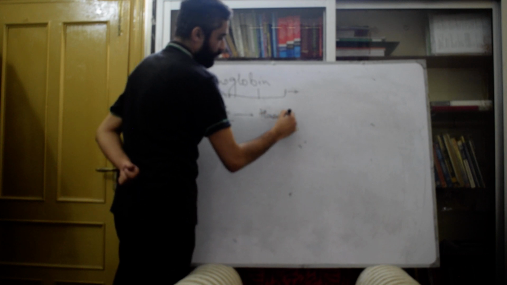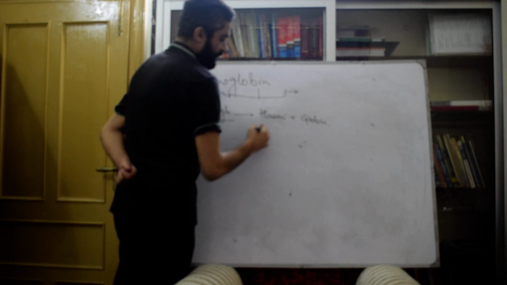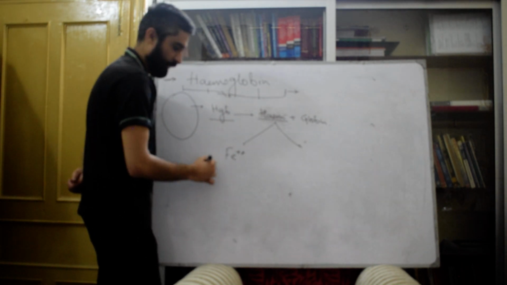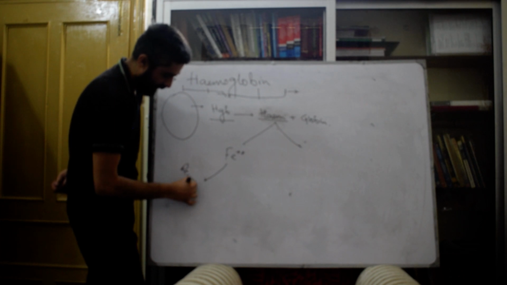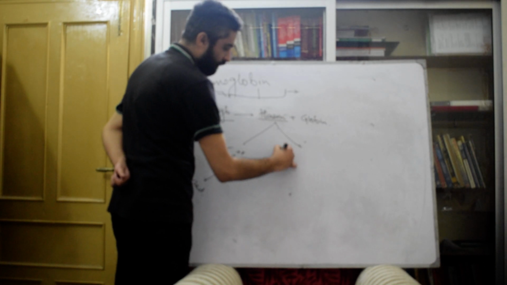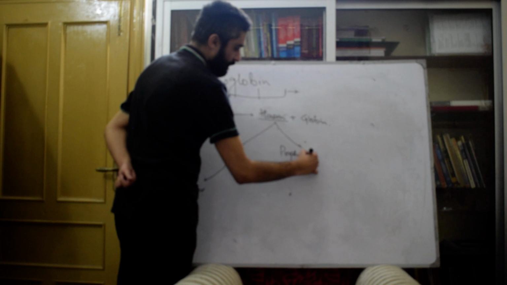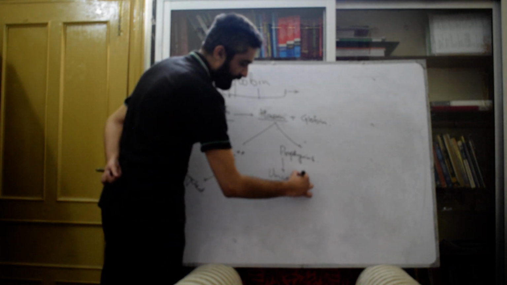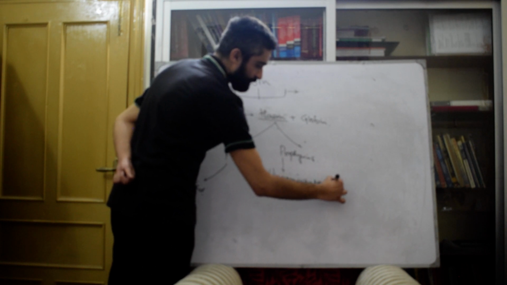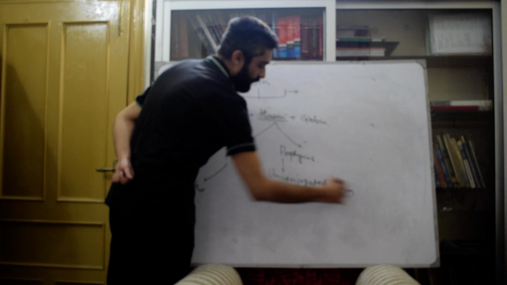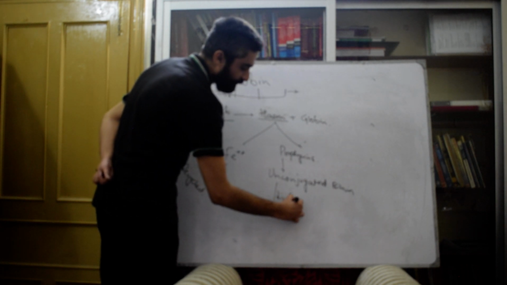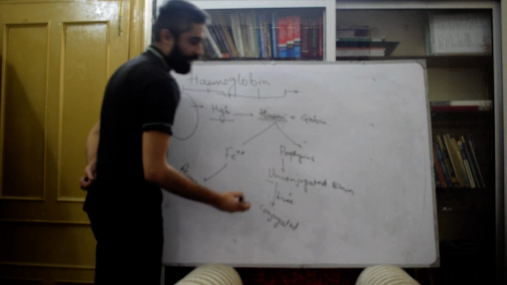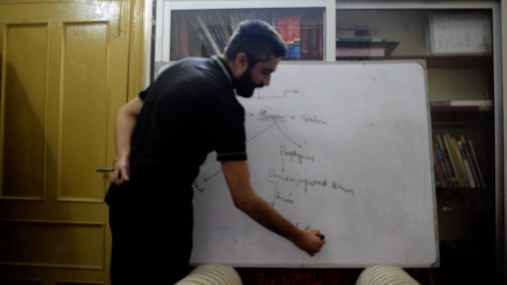This heme molecule we already knew by now. It will split up into iron, which will be recycled, and porphyrin. These porphyrins will convert into unconjugated bilirubin. Unconjugated bilirubin will go to the liver and be converted into conjugated bilirubin. Conjugation will take place inside the liver, and this conjugated bilirubin will then be excreted in the feces and the urine.